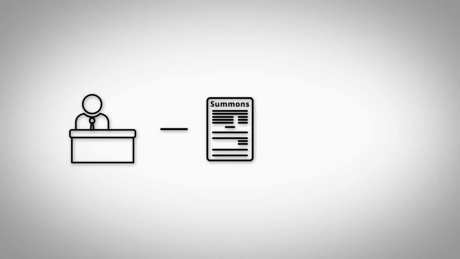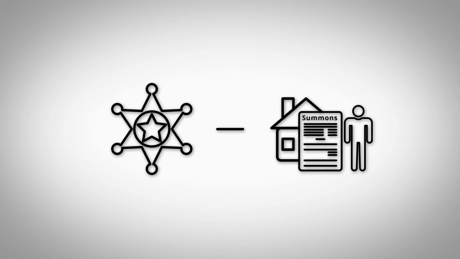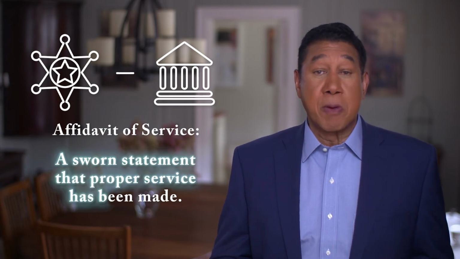The second way to serve someone is to have the sheriff hand-deliver a copy. Request service by the sheriff when you file your case at the clerk's office. You will pay an extra fee for this service. The clerk will forward the summons to the sheriff's office. The sheriff will then go to the address you provided for the defendant and attempt to hand-deliver the summons. The sheriff may leave the summons with a person other than the defendant so long as that person is both an adult and resides at that address with the defendant. When the defendant is served, the sheriff will send the court an affidavit of service, which is a sworn statement that proper service has been made.